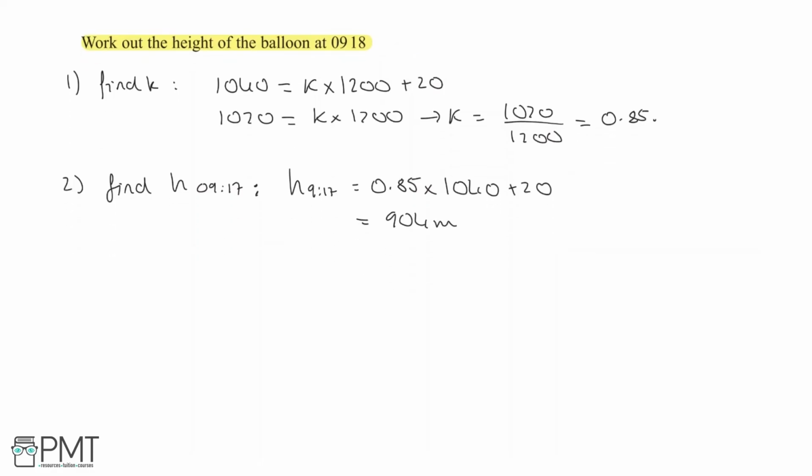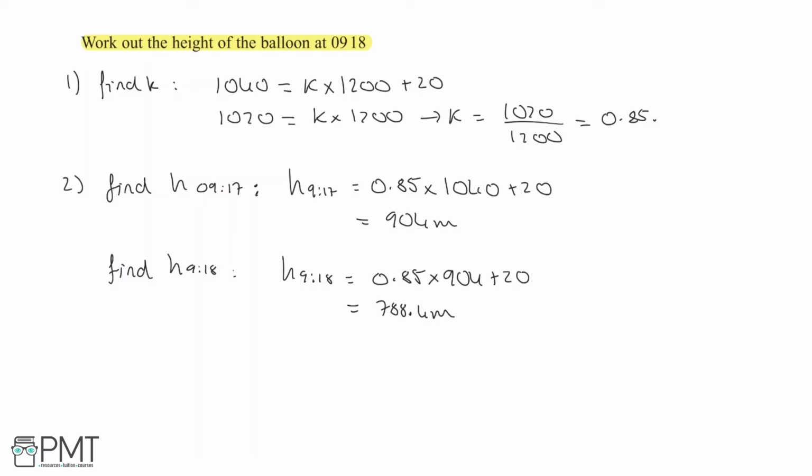And then we can use this to find it at 9:18. So h at 9:18 equals 0.85 times 904 plus 20. 0.85 times 904 plus 20 is going to be 788.4 meters.